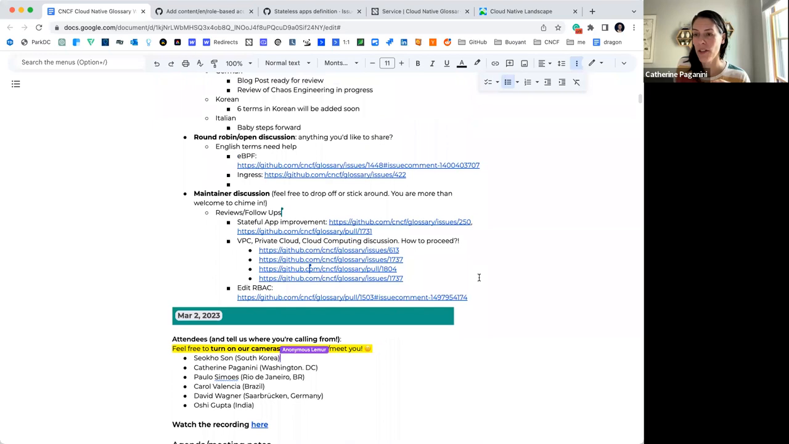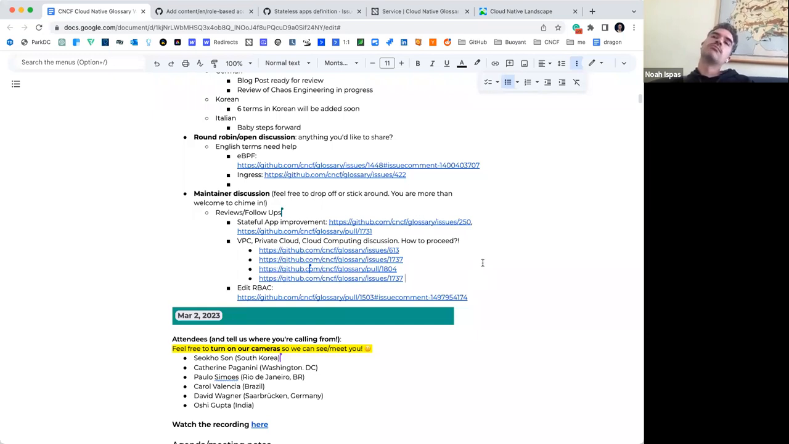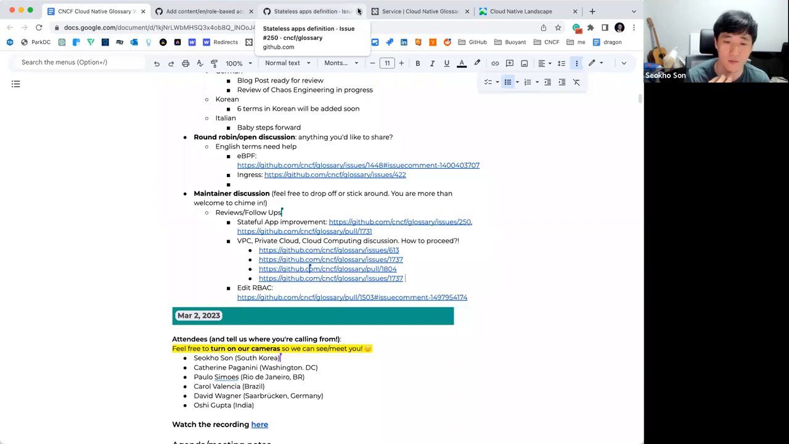Okay. That's everything that was on the list. Anything else that anyone has, that comes to mind? One thing about the glossary repository.